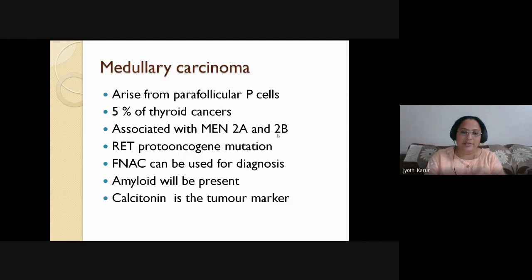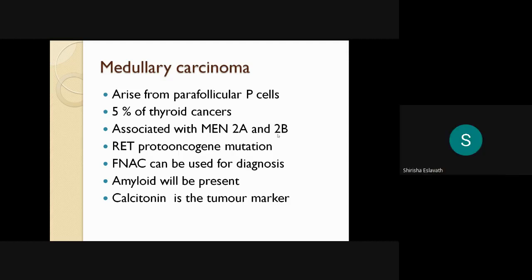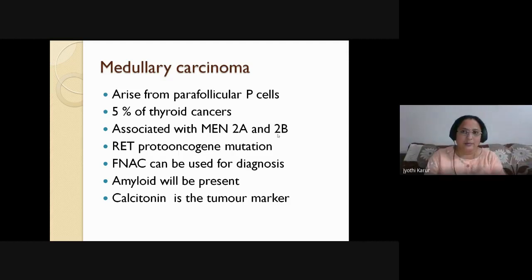Pan, para, pit. This is the mnemonic. Now, can you tell me? Pan, pancreatic. Okay, para, pituitary. Parathyroid adenoma, and then pituitary adenomas.